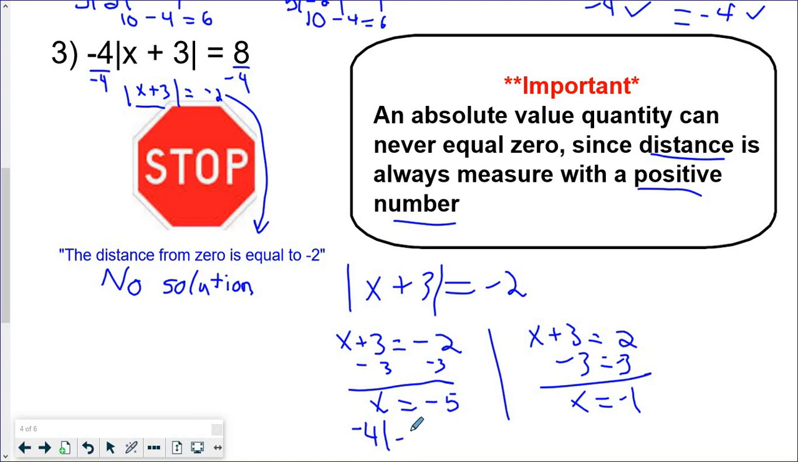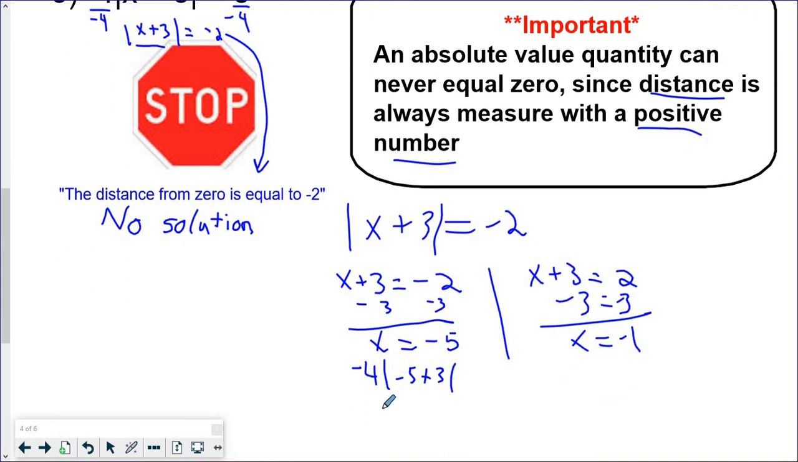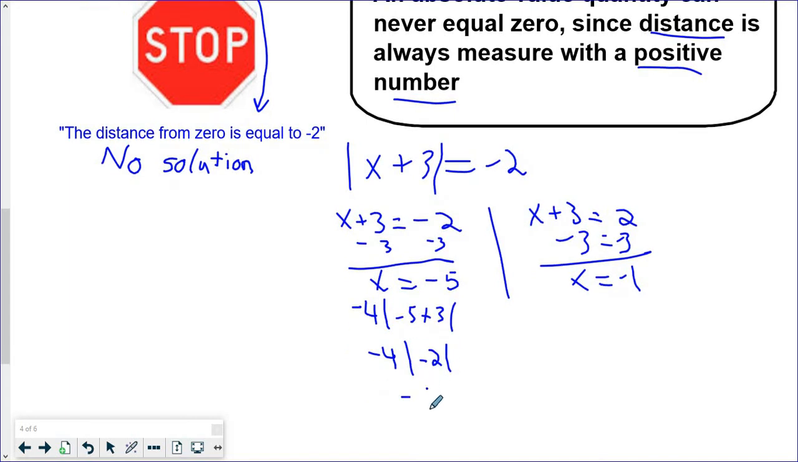Absolute value of -5 plus 3. And -5 plus 3 is -2. So this would be -4 times the absolute value of -2, right? And that will come out to -8. Why does it come out to -8? Because this will become positive when I absolute value it.